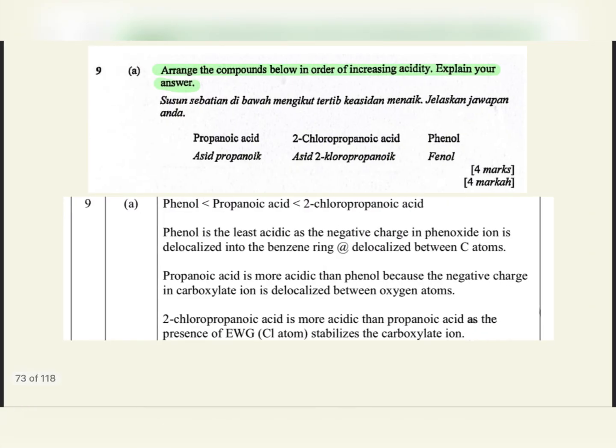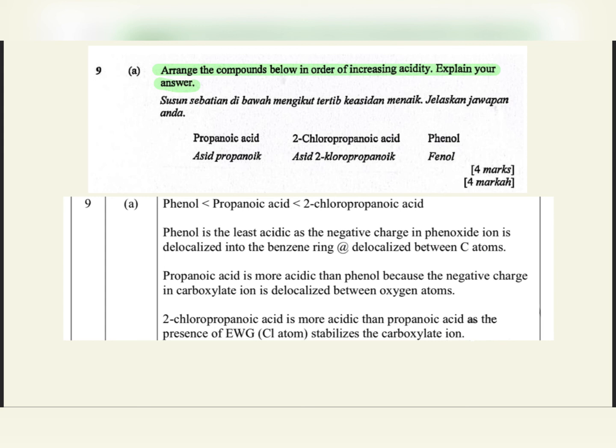Alright, so now let's have a look at the example. Okay, so ini pun soalan 2019-20. Arrange the compound below in increasing order of acidity. Okay, so basically sama je macam yang tadi kita bincang, cuma ini dia bagi jelas example of propanoic acid, 2-chloropropanoic acid and phenol. Okay, so draw out the structure first kalau kamu tak nampak, and then barulah rearrange them.